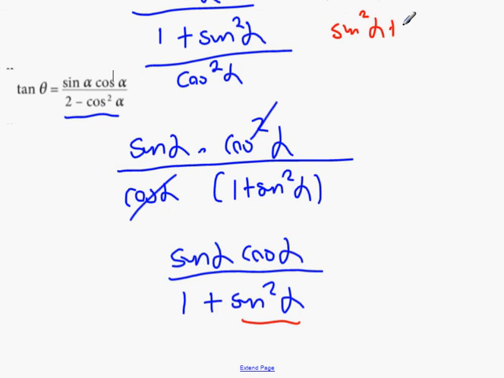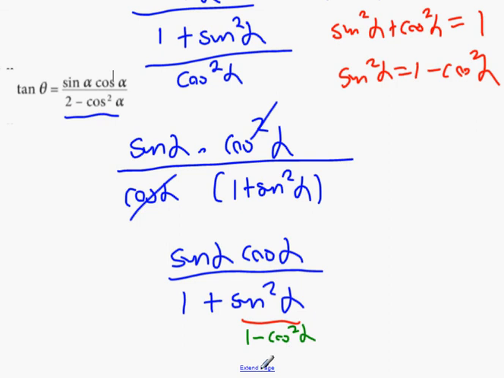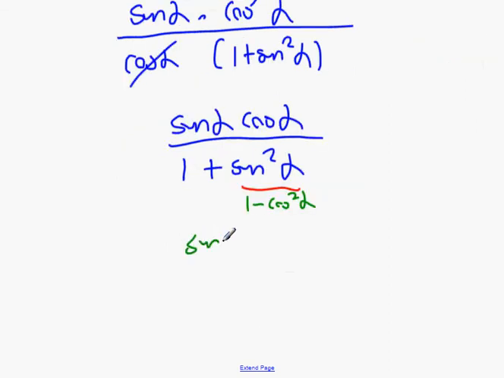And then you're going to change that to 1 minus cos squared alpha, and lo and behold, sine alpha cos alpha all over 2 minus cos squared alpha. And that's what I was asked to prove, right?